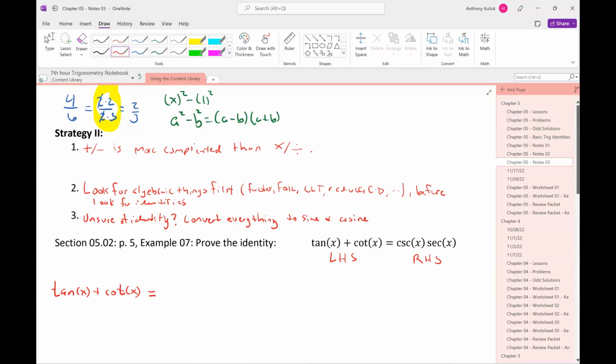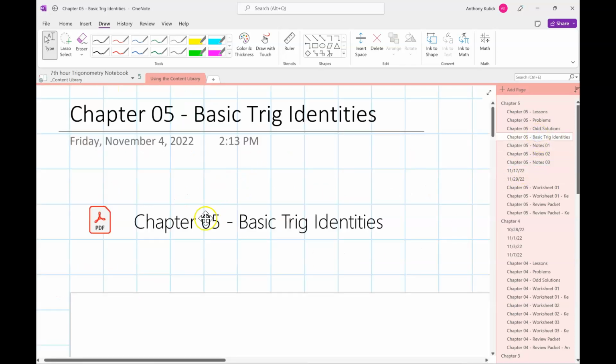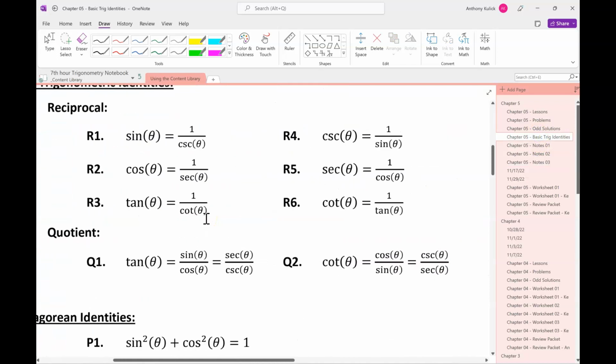So, on to identities. Are you sure what identity to use? What should you do if you're unsure? Yeah, I want to try to get everything written in terms of sine and cosine. So I'll go to my identity sheet, and I'll look at my identities for tangent x and cotangent x. Since those are not squared, and it's just an x in there, the only identities I should be looking at are the reciprocal and quotient identities.